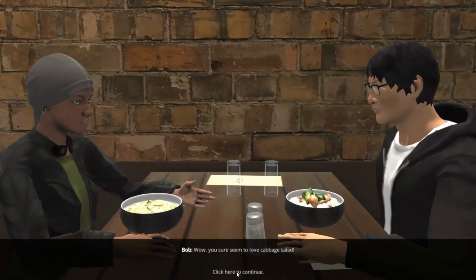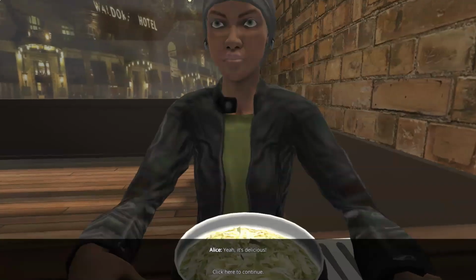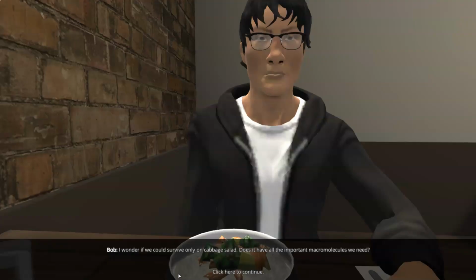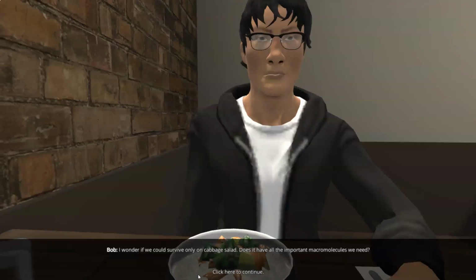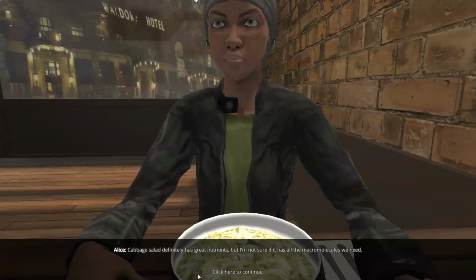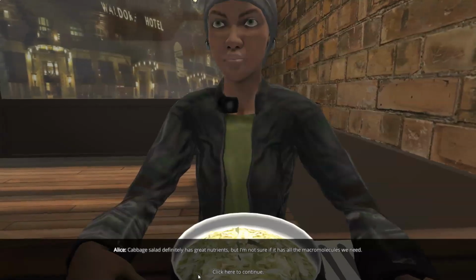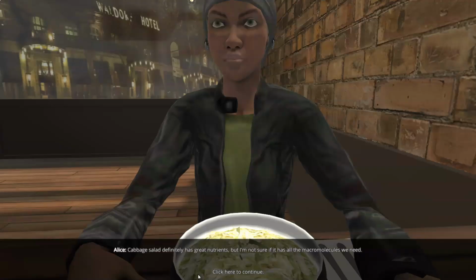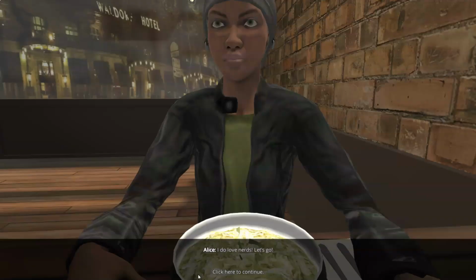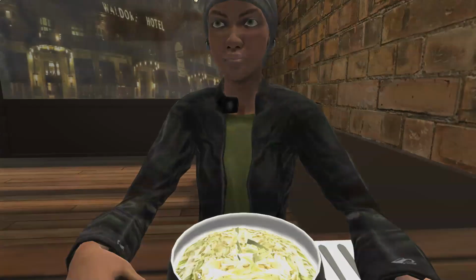Wow, you sure seem to love cabbage salad. Yeah, it's delicious. I wonder if we could survive only on cabbage salad. Does it have all the important macromolecules we need? Cabbage salad definitely has great nutrients, but I'm not sure if it has all the macromolecules we need. Wanna take this date to the lab and maybe we can find an answer together? I do love nerds, let's go.